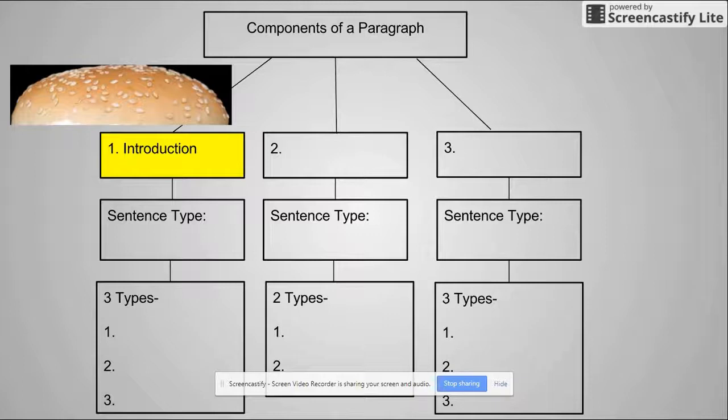There are 3 components to every paragraph. We're going to learn about the sentence type that corresponds to that part of the paragraph. And lastly, what types fall within those sentence types. So first, we always have to start off with your bun, because if you don't have a bun, how are you going to keep all your materials together? And that's going to be the introduction within your writing. Next, within your introduction, the type of sentence we use is called a topic sentence.